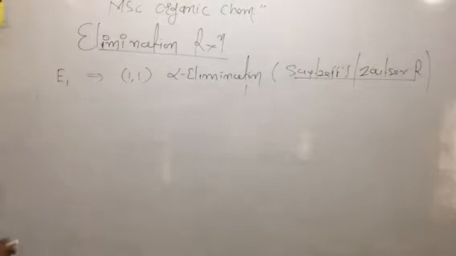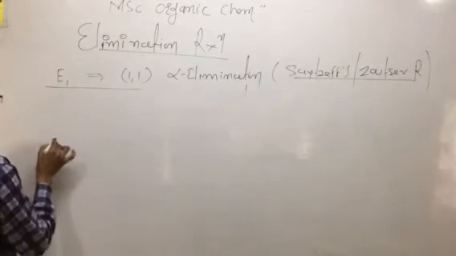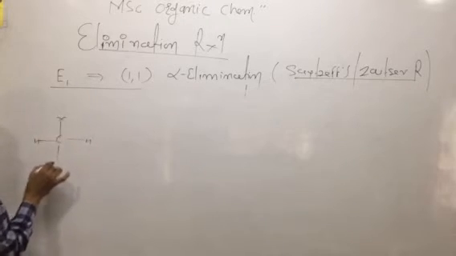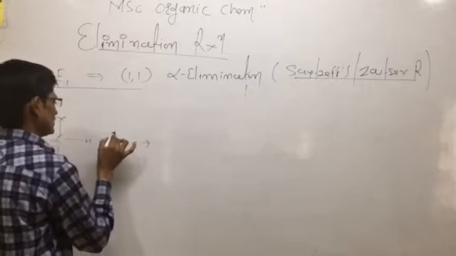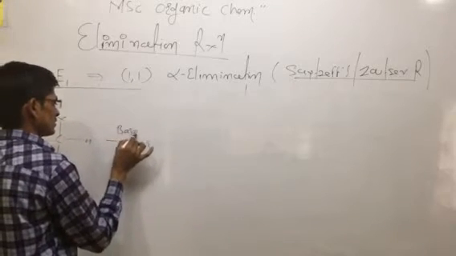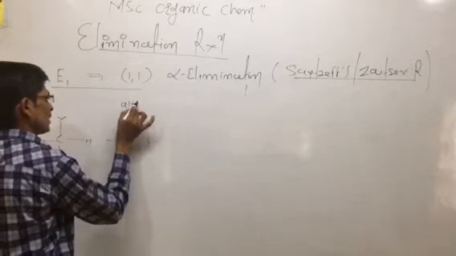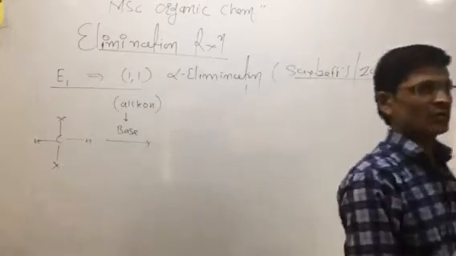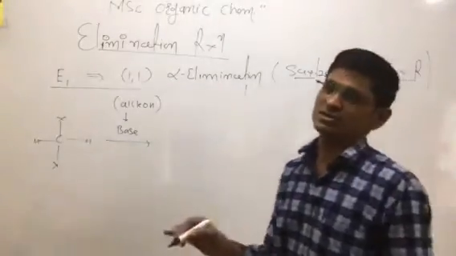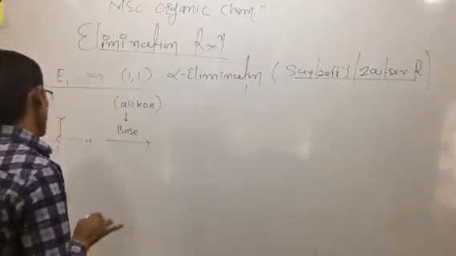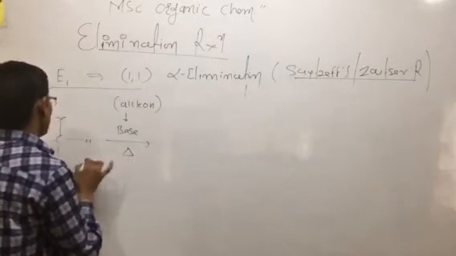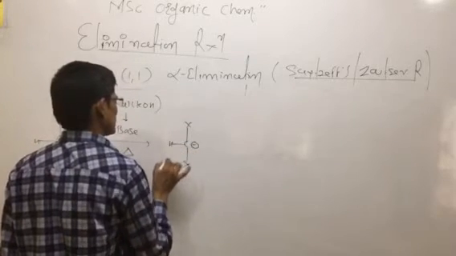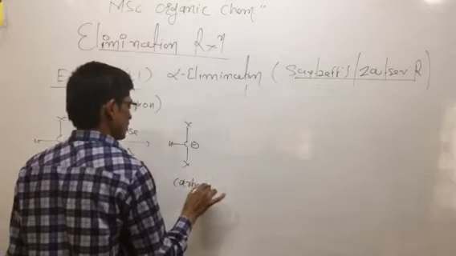Here we are discussing the E1 reaction. Take a carbon atom having two hydrogens and two halogen atoms. The reaction takes place under basic conditions, with alcoholic KOH as the base. Whenever we use aqueous KOH, it is used for the substitution reaction. Under the basic condition, the halogen atom leaves, forming a carbanion species.